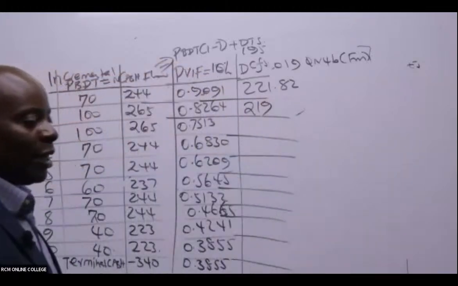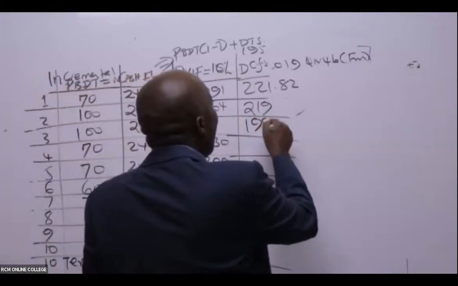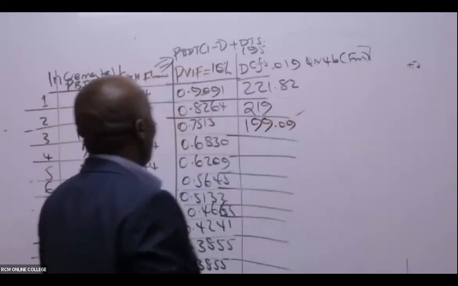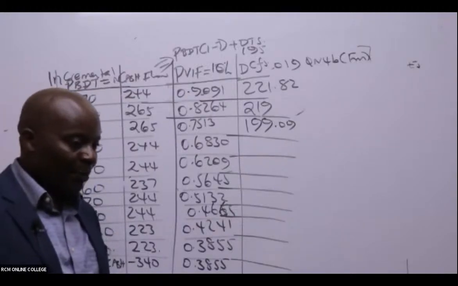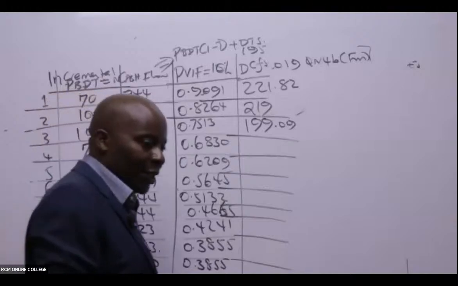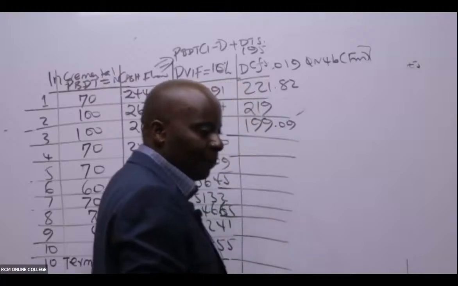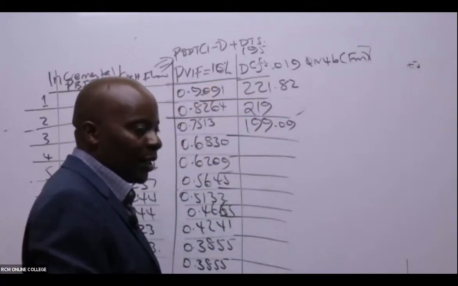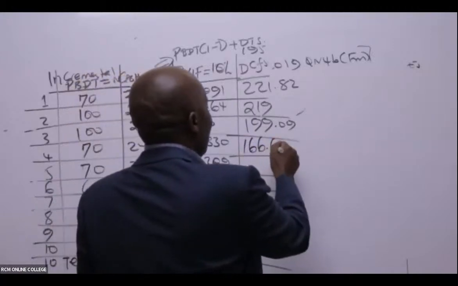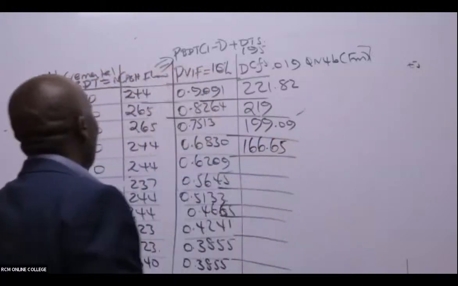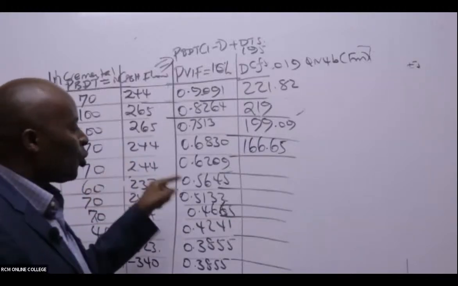Then you go to year number 3. Year number 3, we have 199.09. Then we go to year number 4. Year number 4, we have 166.65. Then we go to year number 5. Now we are taking this 244 times 0.6209.